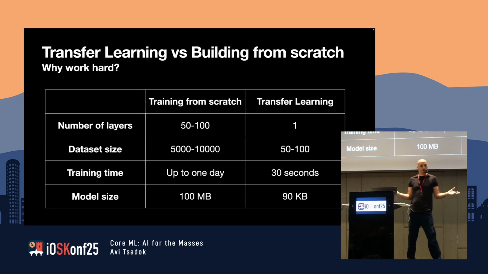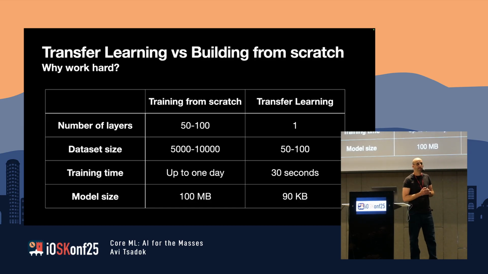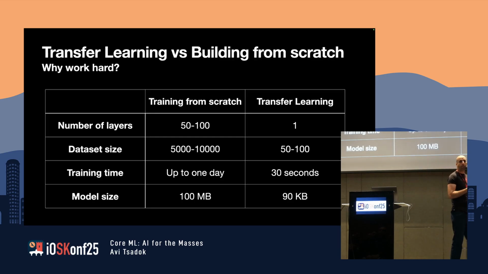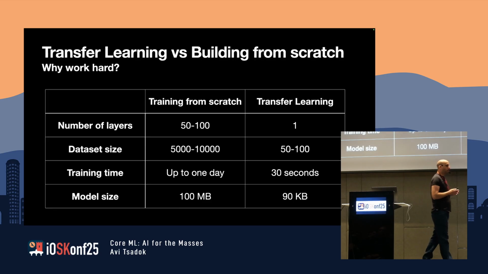Now, if you compare building from scratch and transfer learning, we can see that the data set is much smaller, training time is 30 seconds, and the model size can be 90 kilobytes instead of 100 megabytes, because all the rest of the model is already inside the app, inside the SDK. Now, we said that CreateML works only on macOS. It doesn't work on iPhones. That's because of performance. But what about performance of trying to work with the new model that we just created?